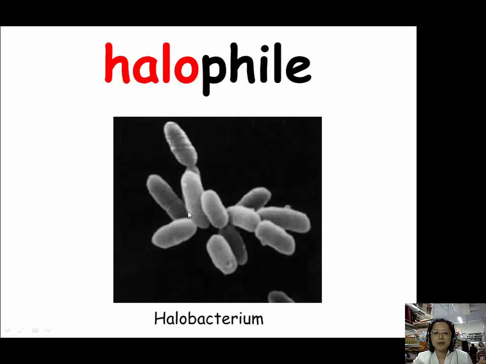As shown in this picture, this is one type of halophile called halobacterium. Halophiles are organisms that live and thrive in an environment of high salt, often requiring such an environment. We sometimes call them extremophiles, meaning they are organisms who like extreme environments.